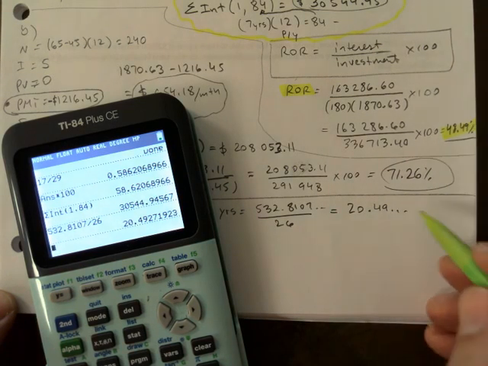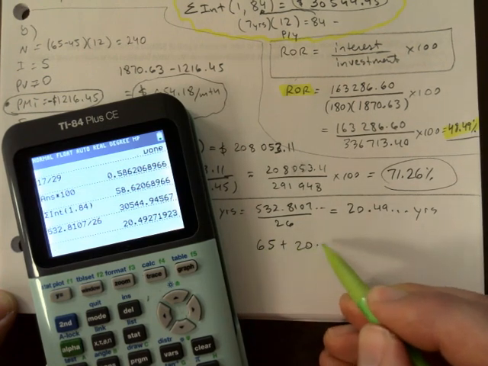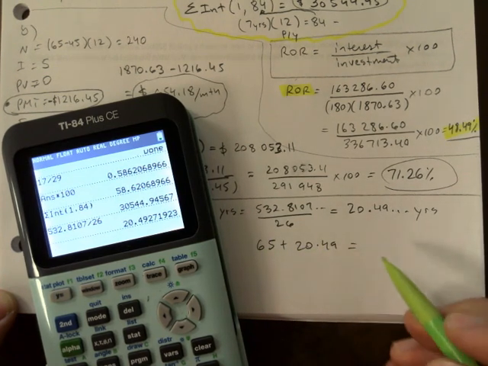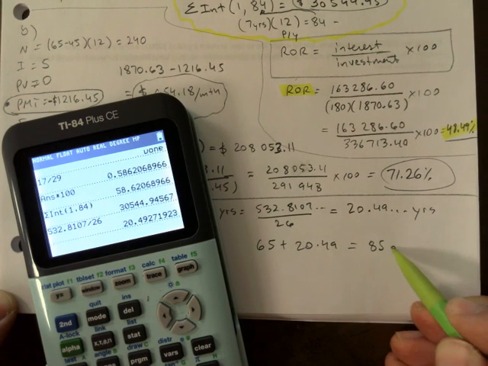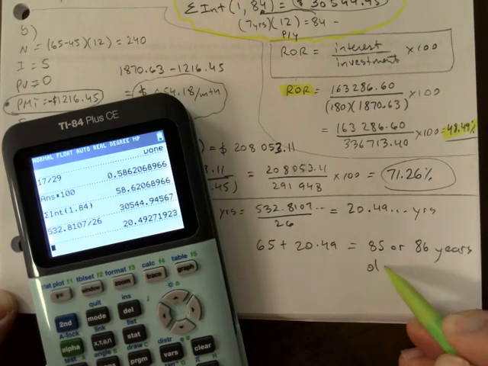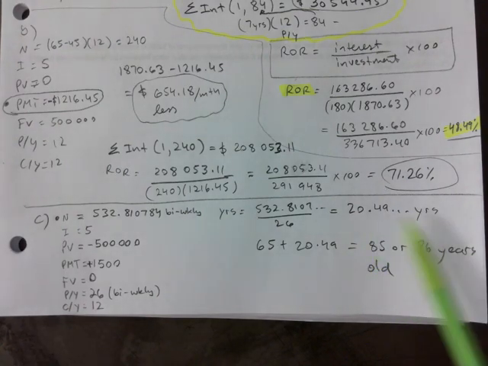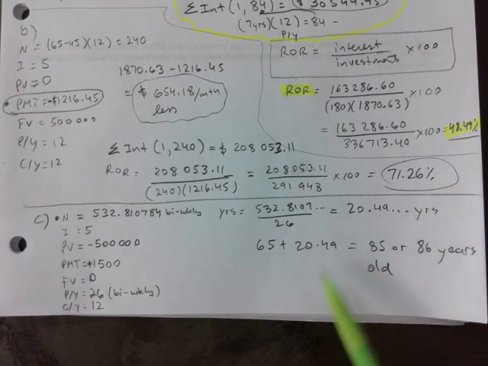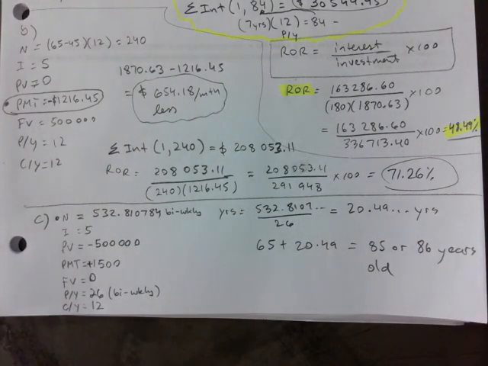Because of time, we won't sweat it right now. So we're going to go 65 plus 20.49. So that's approximately 85 or 86 years old. That's how long. So if it just asks you how long, then you're fine here. But it asks for the actual age. So just remember to read carefully.